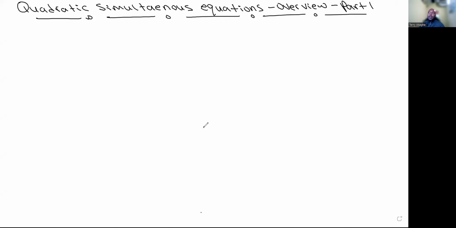Okay, what do we have here? We have quadratic simultaneous equations, and we're going to be talking about just the overview in this video. I'm going to introduce the concept, what to expect, how to solve, the types of solution you can get, and what to expect when solving this. Please try as much as possible to review the previous videos, especially on how to solve quadratic equations.